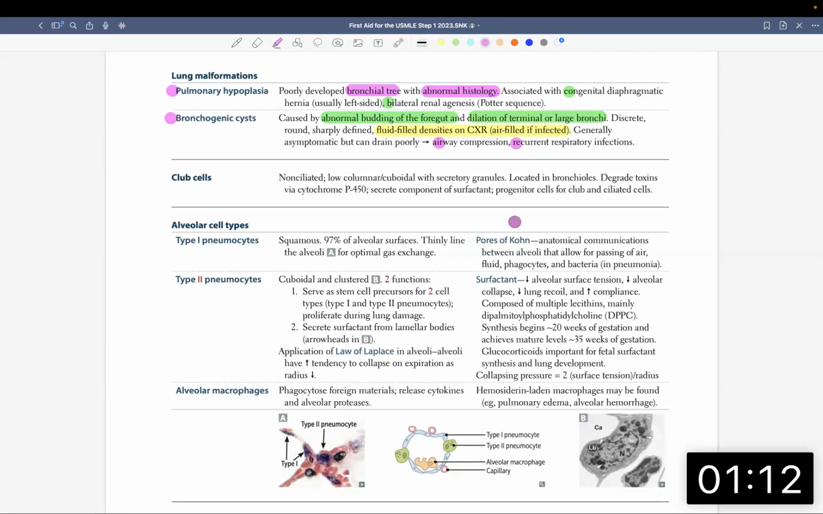Okay, so one more time, lung malformations, two main things: pulmonary hypoplasia and bronchogenic cysts. What is pulmonary hypoplasia? Poorly developed bronchial tree with abnormal histology associated with congenital diaphragmatic hernia, usually left-sided, and bilateral renal agenesis or Potter sequence. Then we have bronchogenic cysts, which are caused by abnormal budding of the foregut and dilation of terminal or large bronchi.